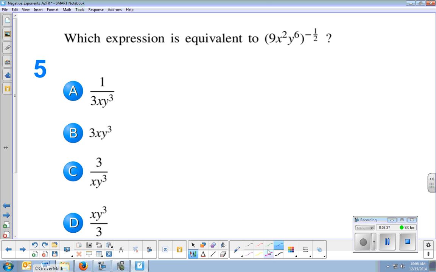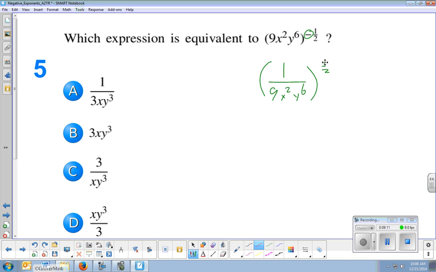One more example. This one has a negative exponent, but it also has a fraction exponent, which we talked about in the last lecture. So first, don't pay any attention to the fraction, just deal with the negative. So this negative means I need to reciprocal my base. My base is 9x squared y to the 6th. Its reciprocal would be 1 over 9x squared y to the 6th, and that whole thing raised now to the positive 1/2.